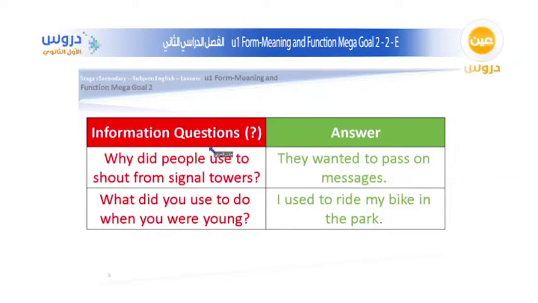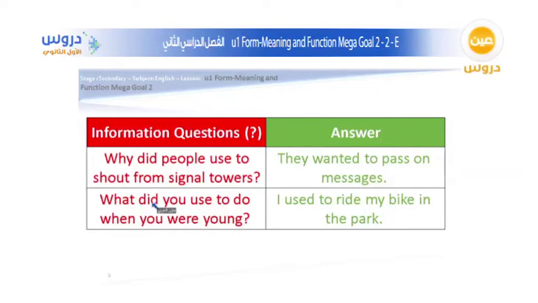And information questions, how to use information questions. We just saw an example of how to use yes or no questions with used to. Now we're going to see examples of how to use information questions with used to. For example, why did people used to shout from signal towers? So as you can see here, we use used to in its base form, but only did, the helping verb here, is the one we change into the past.